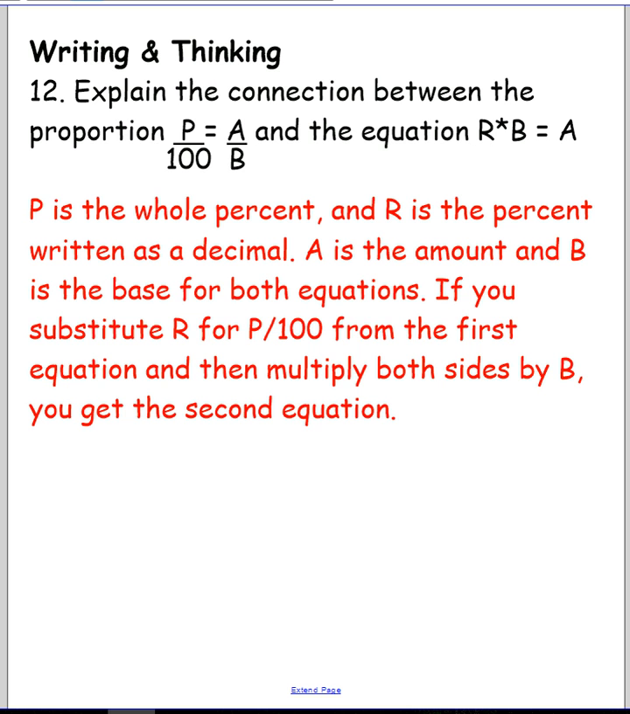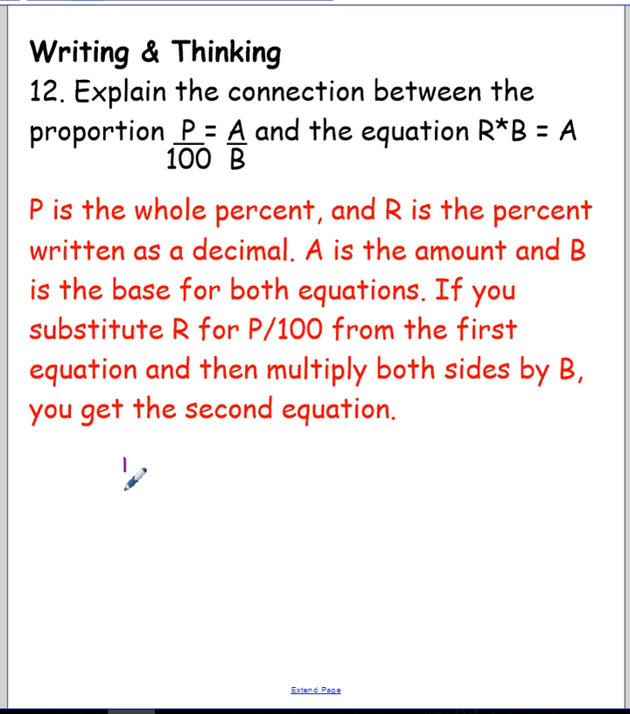So the way I explained it is that P is the whole percent, so it's the number in front of the percent sign, where R is the percent in decimal form. For both equations, A is the amount and B is the base. But if we look at this equation here, P over 100 equals A over B, rate is that same thing, instead of fraction form, in decimal form.